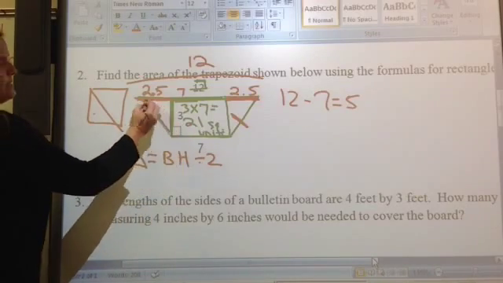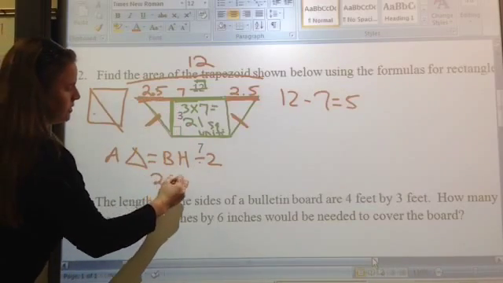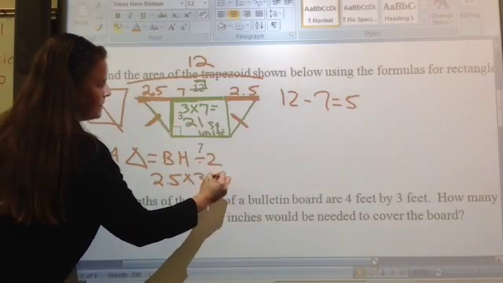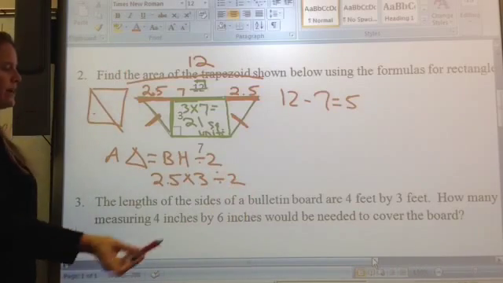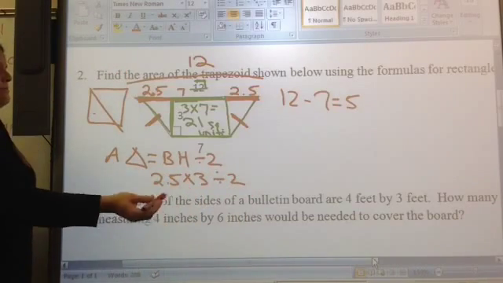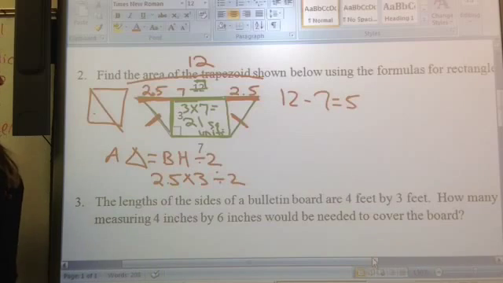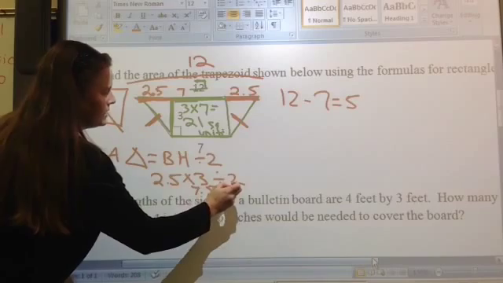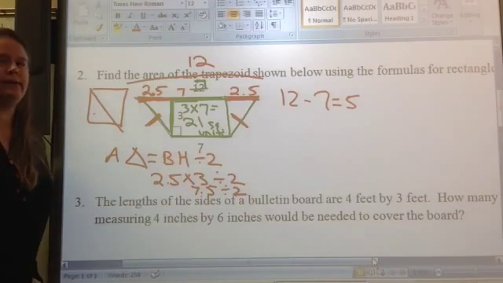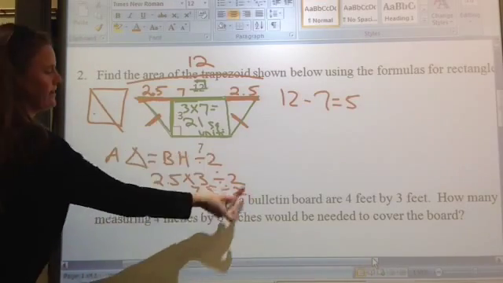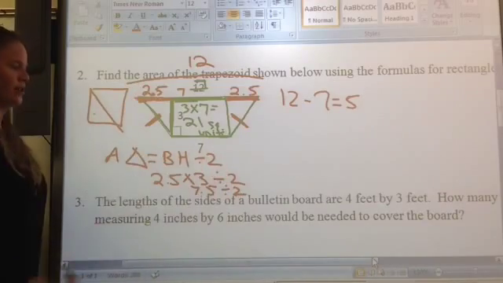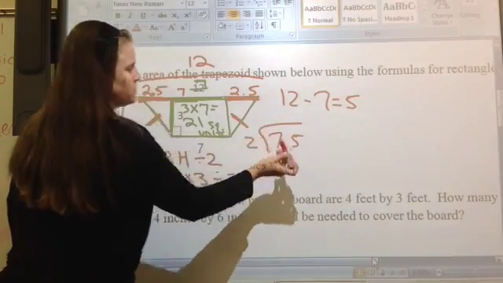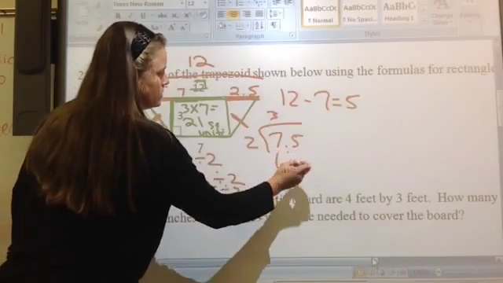So the base is 2.5 times the height, which is 3, divided by 2. So order of operations, 2.5 times 3 is 7.5. So 7.5 divided by 2. Don't forget the divided by 2. Last period, I forgot the divided by 2, so make sure you write it all out so you don't forget that. And then 7.5 divided by 2 is 3.